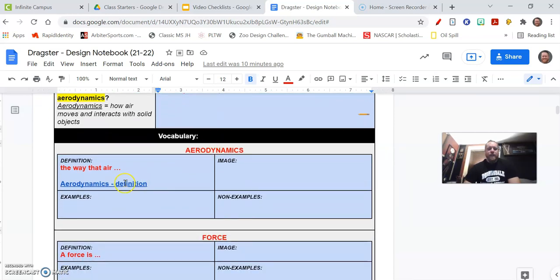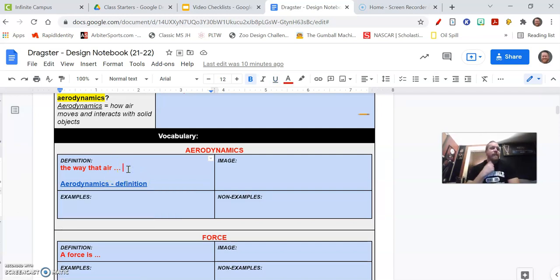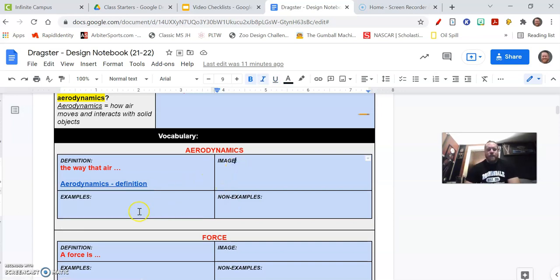So for aerodynamics, there's a link right here to a dictionary that you can click on, and that will help you. You just need to finish this definition, the way that air, fill in the blank, and find an image to go with it. A lot of times those images help us better understand the meaning if we can find a good picture that reinforces what our definition is. And then some examples of maybe where you would use or see or need to know about aerodynamics, and some non-examples as well. Please use this. You can also just Google aerodynamics definition, aerodynamics image, examples of aerodynamics, non-examples, and find answers there as well.